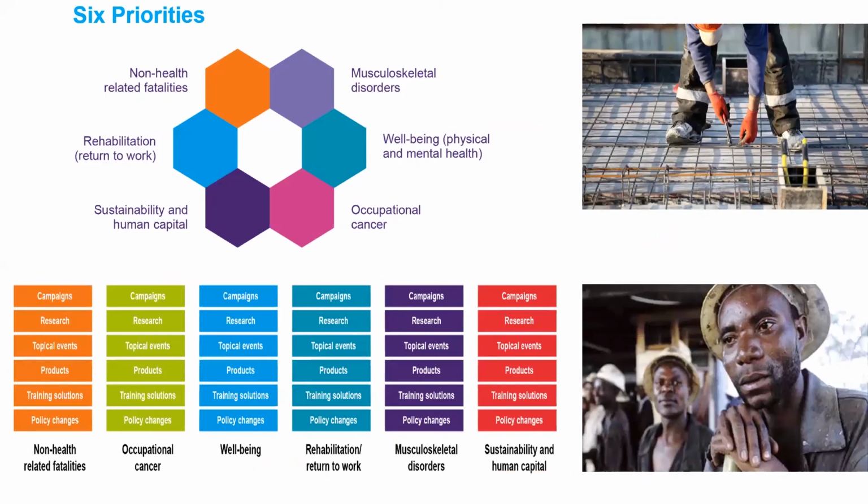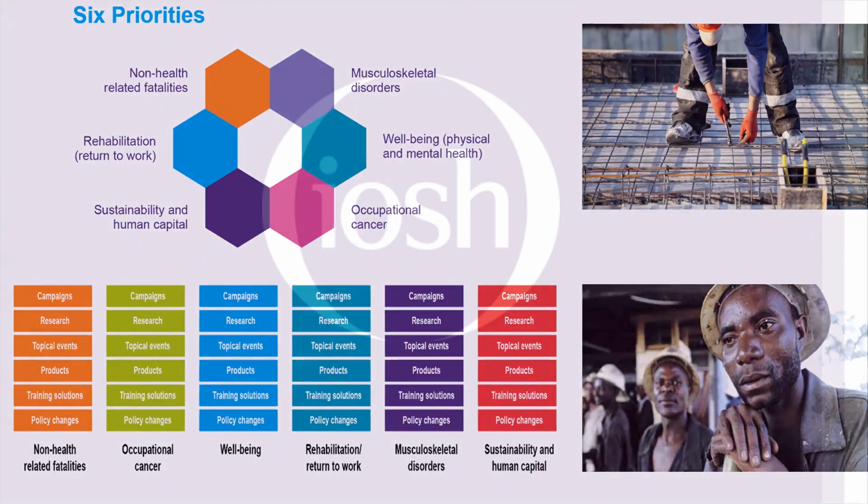You're probably aware by now that this call for research focuses on 2 of our 6 priority areas. So one is work-related musculoskeletal disorders and the other is non-health related fatalities. As you'll notice from the slide, our desire is for each of these topics to lead to tangible outputs and outcomes. And for example, for our research to contribute to other areas such as our campaigns, products, it could be training solutions, or it could even lead to changes in regulations.